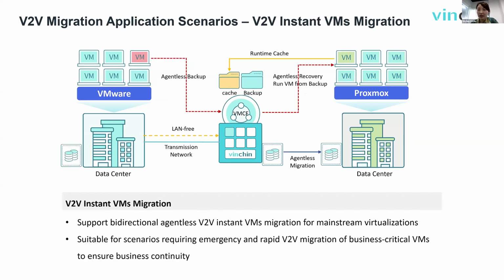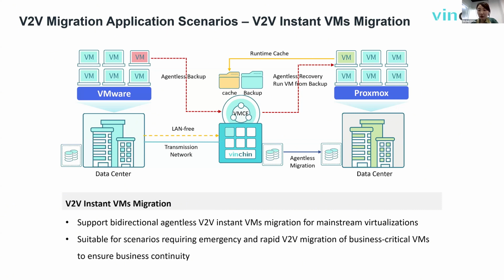And the second option is the instant V2V migration job for short business downtime. This scenario is suitable for clients requiring emergency and rapid V2V migration of business-critical virtual machines to maintain business continuity. So let's also take the VMware and Proxmox platforms as an example. The working principle here is that Vinchin will create a new virtual machine directly from the backup in a minute to take over the virtual machine from VMware.